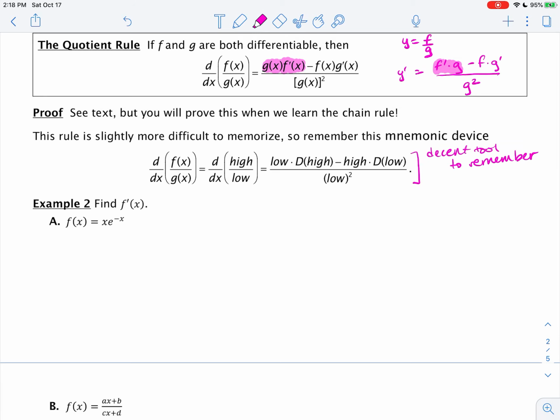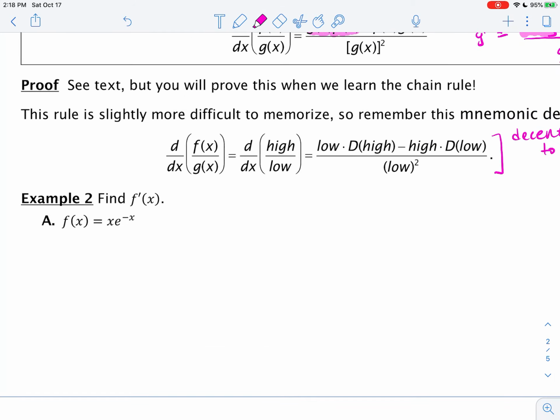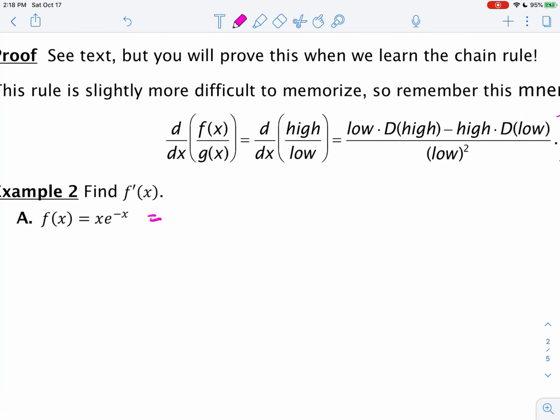All right, so look at this example. We're not ready for the chain rule yet. That comes in a couple sections. We would otherwise be able to use the product rule with the chain rule to calculate this derivative, but now that we have the quotient rule, we can use the exponent rules to turn it into a quotient. So we have that x e to the minus x is the same as x over e to the x, and there's my f over g.